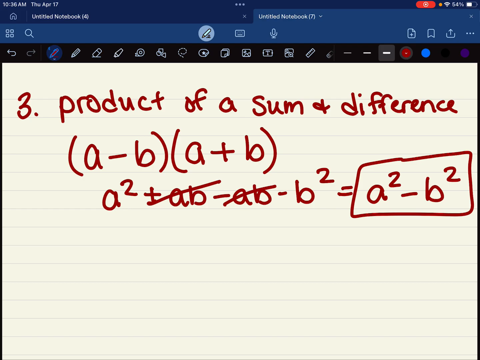Okay? So, would there be an easier way to do this than distributing? Yeah. Square the first term. That would give me A squared. Subtract. Has to have subtraction in the middle. Square the last term. Okay? That's why these are the easiest ones, because you go straight to your answer. Okay? Let me show you.